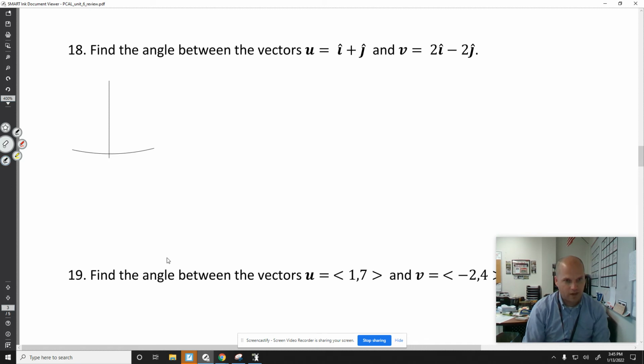Finding angles between vectors. There are 2 different ways that we will be able to do this. You pick the way that suits you best, but you will not be given the specific formula to find this. You got ij, which is just 1, 1. Oh, gosh. Maybe it's not that easy. And then you got 2, negative 2. Find the angle in between them.